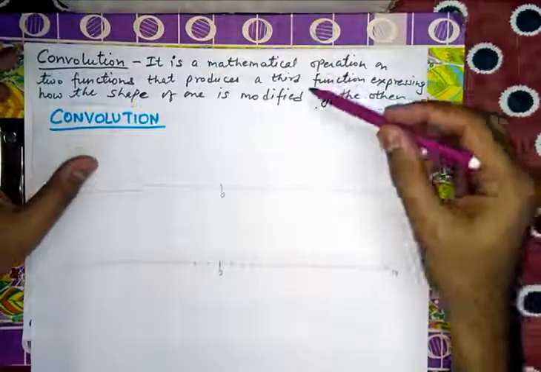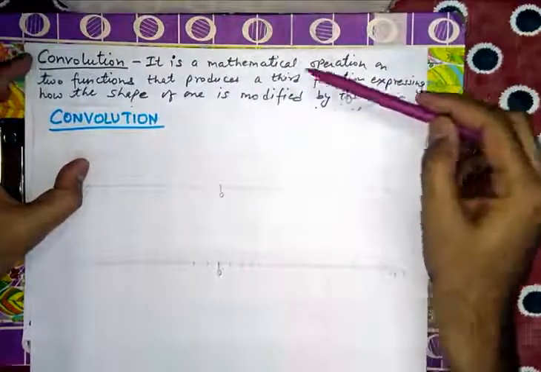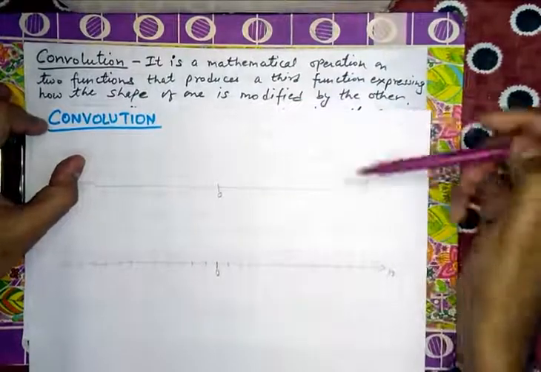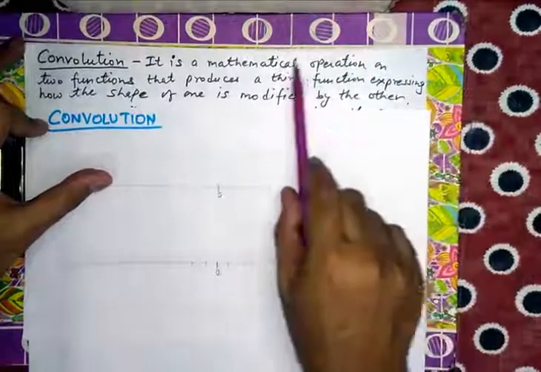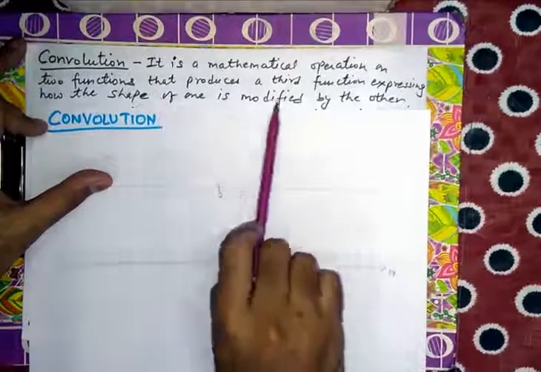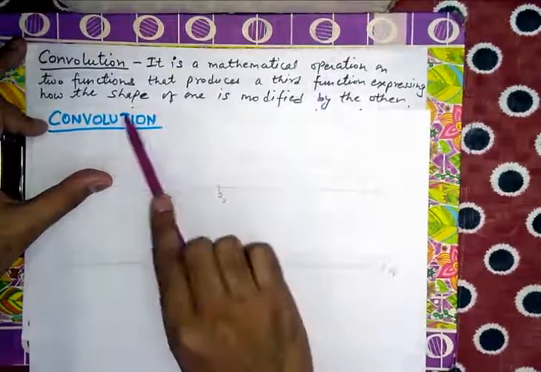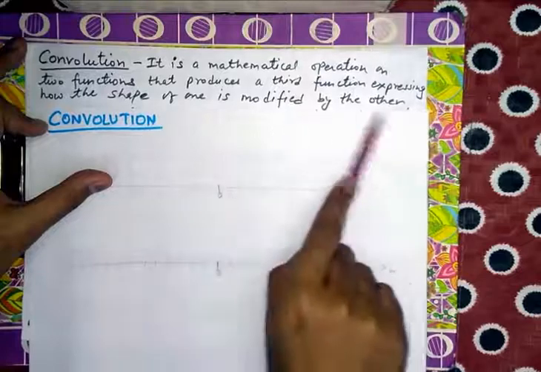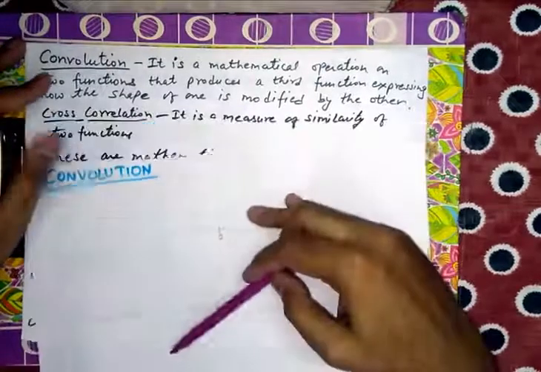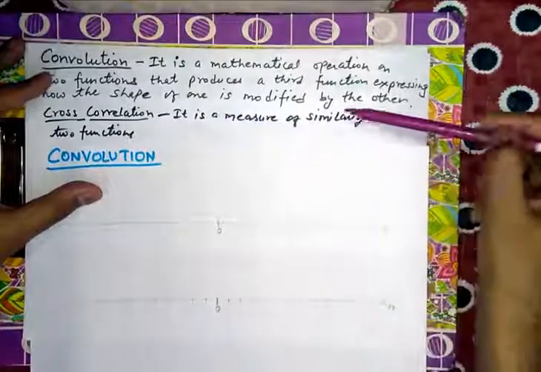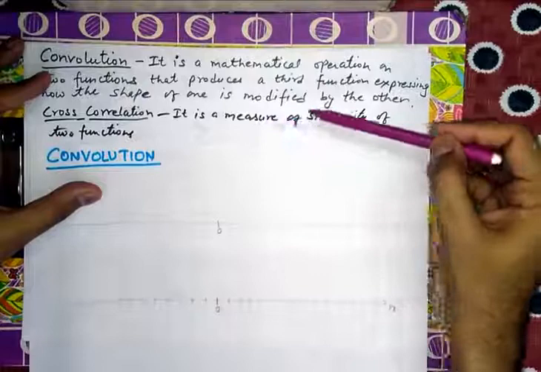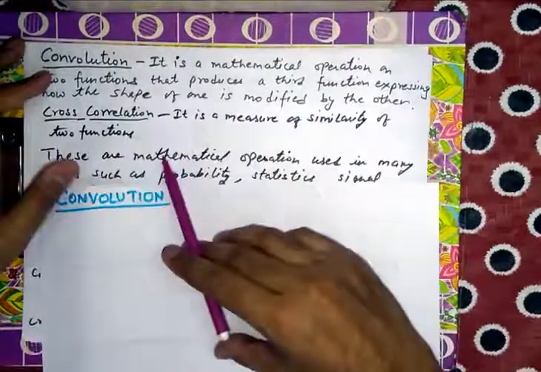It is a mathematical operation on two functions that produces a third function expressing how the shape of one is modified by the other. We generally use x and h that produce a third function y, expressing how the shape of one is modified by the other. That is, x or h is modified by h or x. And cross correlation is the measure of similarity of two functions, that is, the similarity between two functions or signals.